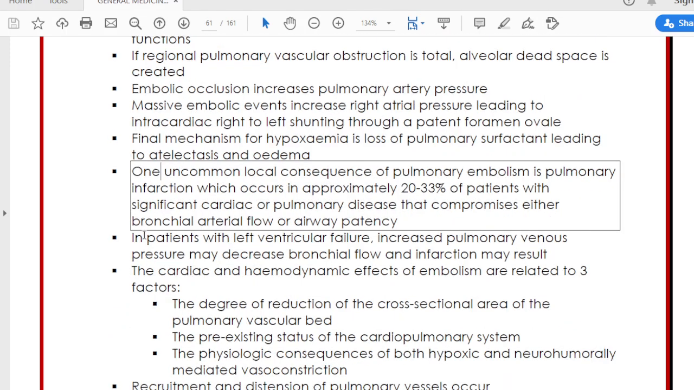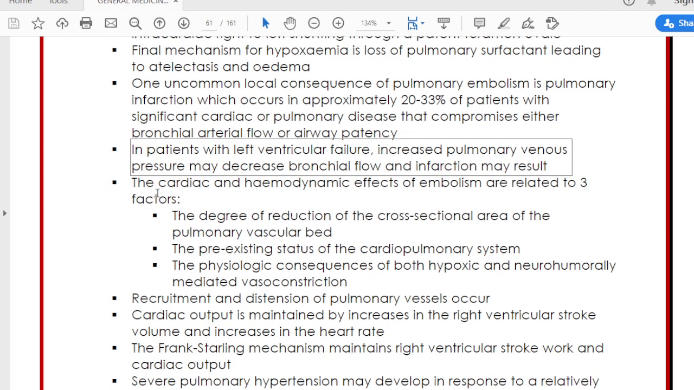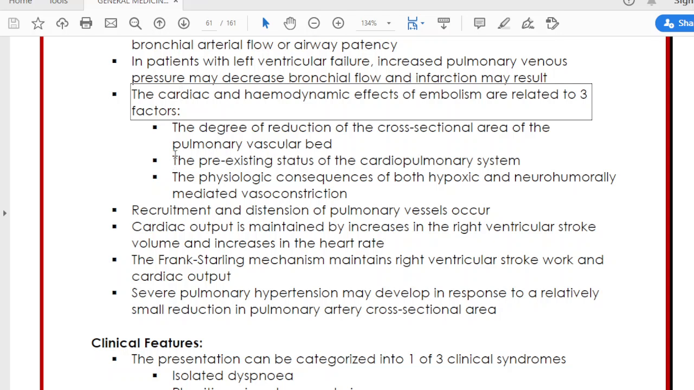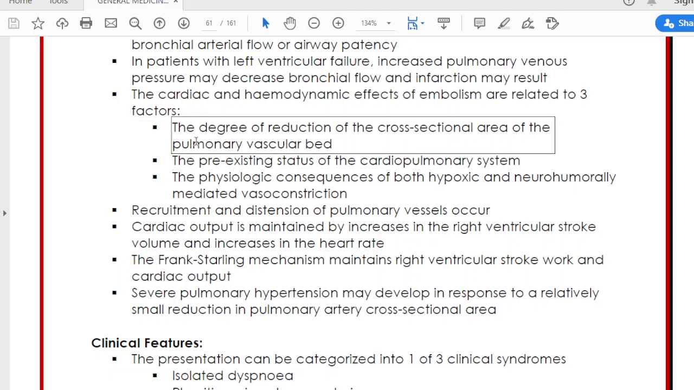One uncommon local consequence of pulmonary embolism is pulmonary infarction, which occurs in approximately 20 to 33% of patients with significant cardiac or pulmonary disease that compromises either bronchial arterial flow or airway patency. In patients with left ventricular failure, increased pulmonary venous pressure may decrease bronchial flow and infarction may result. The cardiac and hemodynamic effects of embolism are related to 3 factors. The degree of reduction of the cross-sectional area of the pulmonary vascular bed.